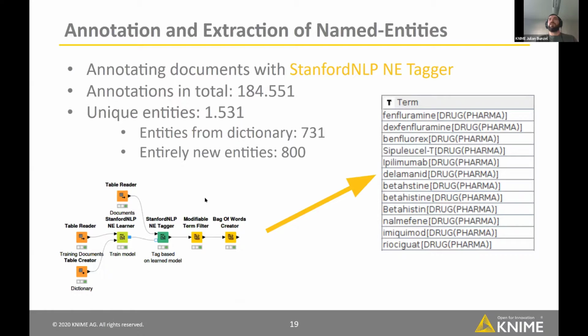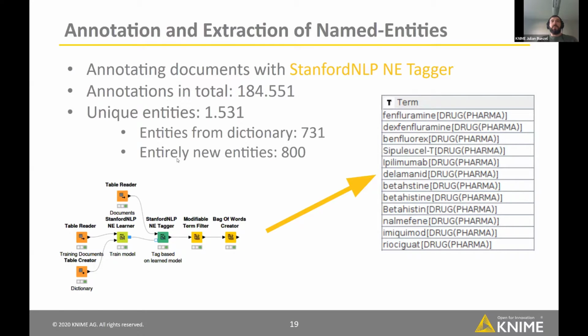There's another node from the StanfordNLP library, which is the StanfordNLP NE Tagger. This is used to actually tag new documents with our trained model. As we can see here, we have the model, we have documents. The upper port needs the document, the optional port needs our model. There are also some default models in this node that can be used to tag names and company names and stuff like that.